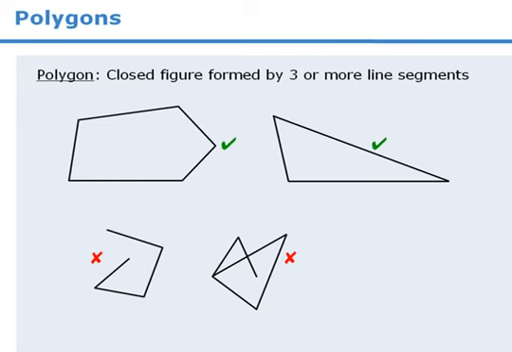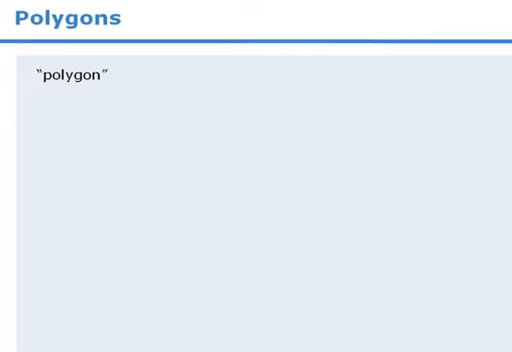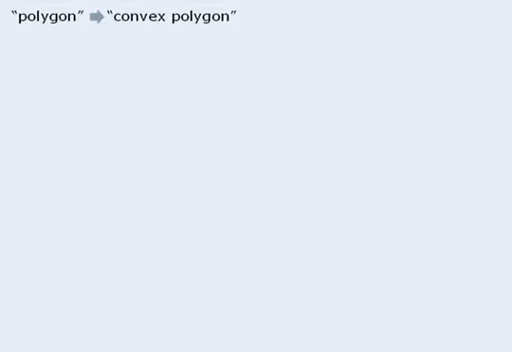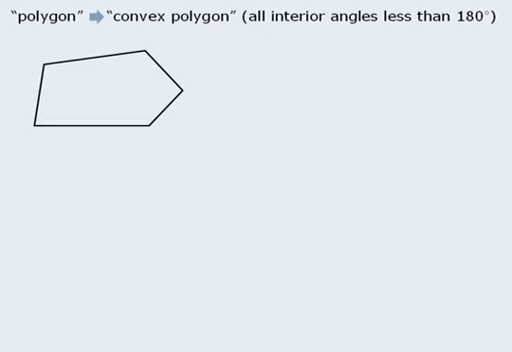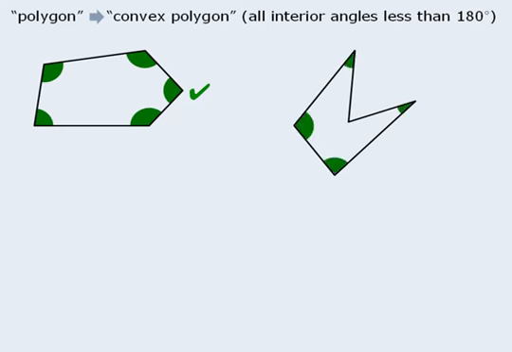Now on the GRE, when we use the term polygon, we are implicitly referring to a convex polygon, which means that all of the interior angles in that polygon are less than 180 degrees. So for example, since the interior angles here are all less than 180 degrees, this is a convex polygon. In this example, most of the interior angles are less than 180 degrees, but this interior angle is greater than 180 degrees. So this is not a convex polygon.